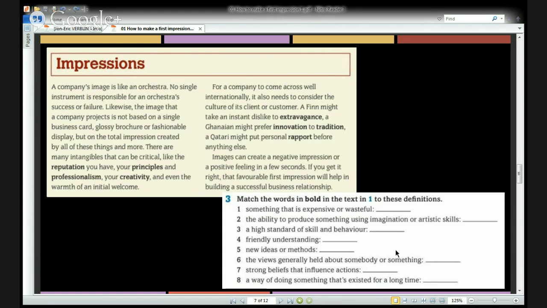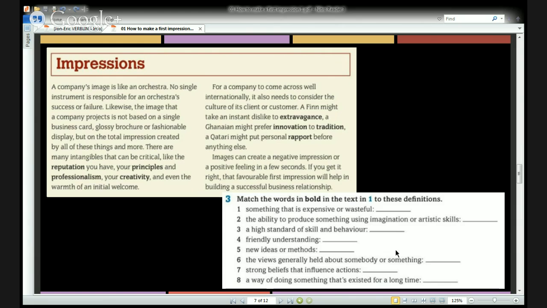So I would go for tradition. Strong beliefs. Beliefs. Yeah, beliefs. Can't be tradition. Traditions aren't only beliefs. Because look at number 8. A way of doing something that existed for a long time. Well, the key there is existed for a long time, so that's got to be tradition. So which one have we got here? Principles. It's got to be principles here, right? Because the key word there is probably strong belief. So what you believe in strongly is probably the principle that you'll run your business. Absolutely. Yeah, I got it wrong.